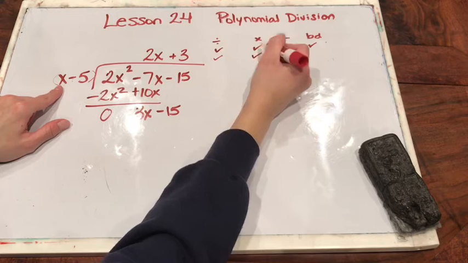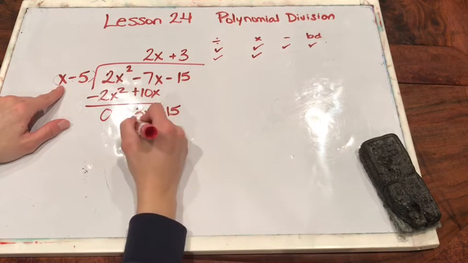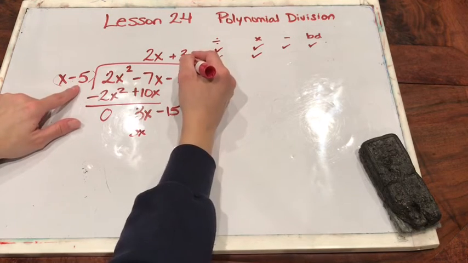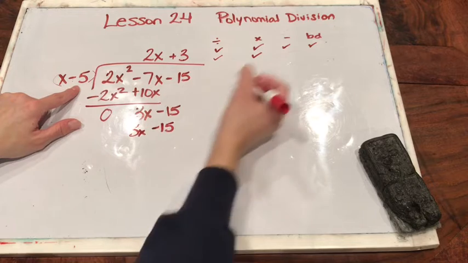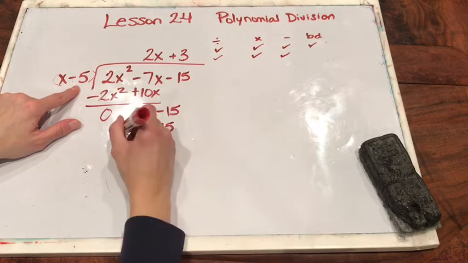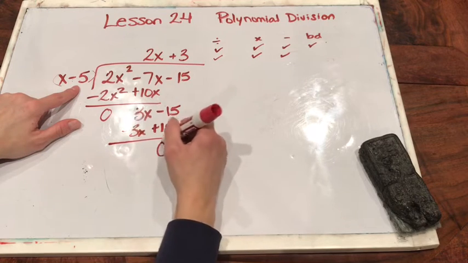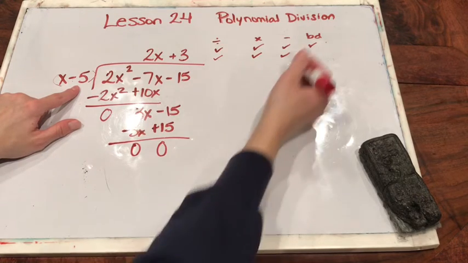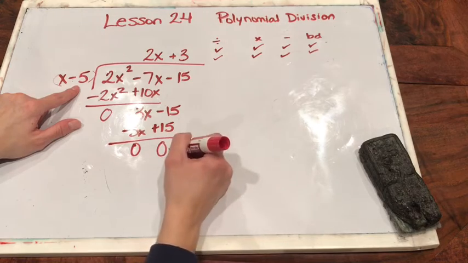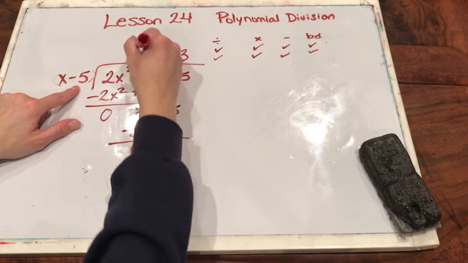Now I'm multiplying. So 3 times x is 3x. 3 times negative 5 is negative 15. When I subtract, I'm just switching all my signs across so that I can really add. This is 0 and this is 0. There's nothing left to bring down. My remainder is 0, so I'm finished, and this is my answer.